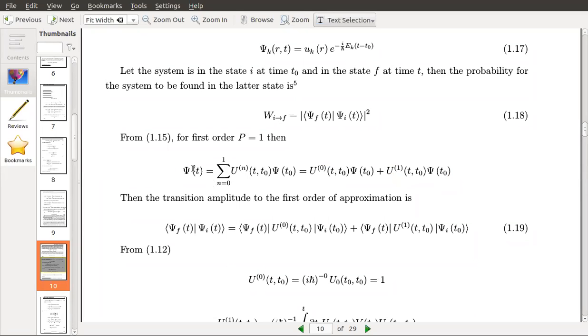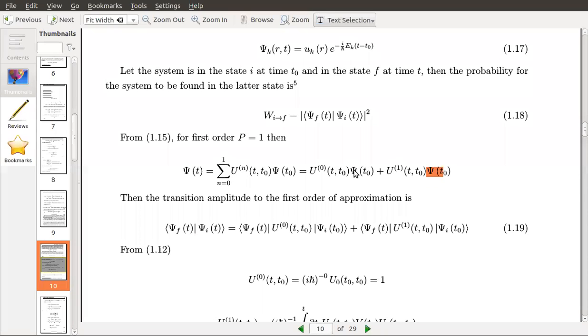So this is the final state. Now you multiply it with the initial state psi I. Take the scalar product. So you put it in bra-ket notation. So psi of t, you put this psi I, this is psi I of t0, and take a scalar product with psi f. Take a scalar product with the final state.